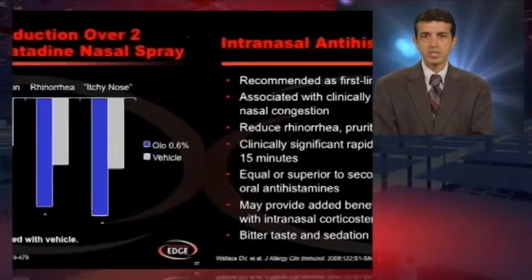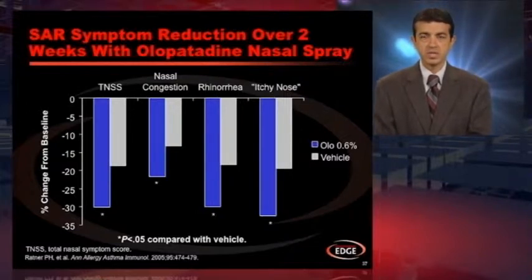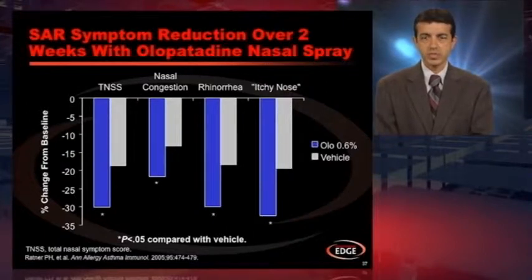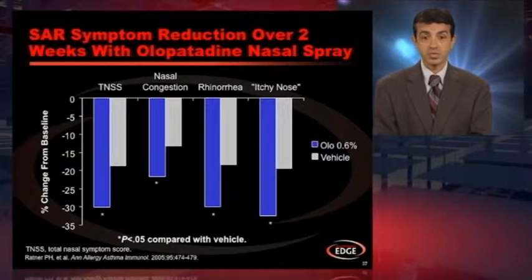If we look here, seasonal allergic rhinitis symptom reduction over 2 weeks with olopatadine, which is one of the two intranasal antihistamines, we see the total nasal symptom scores on the left, and this is a very typical outcome in the development of allergic rhinitis medications. And then you see the individual domains: nasal congestion, rhinorrhea, itchy nose. And as one would expect, they all reach significance over placebo, or the medication would not be approved or be on the market.